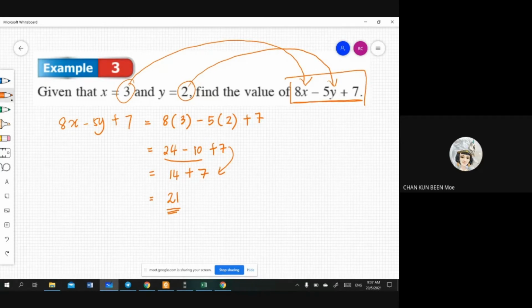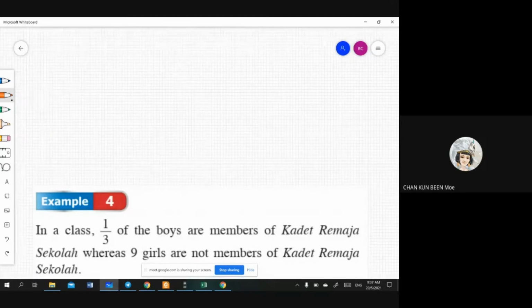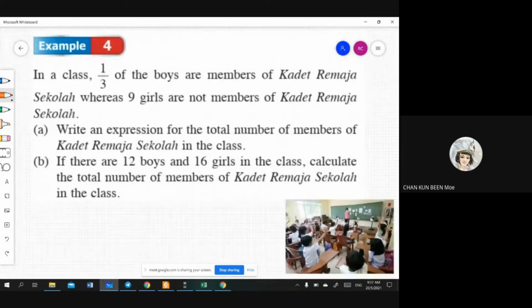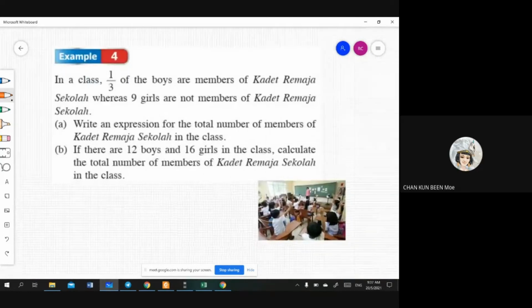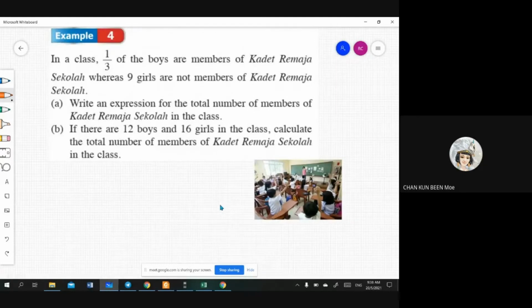Do you have any question, class? No. Okay, so we continue with the next example. The example 4 over here is in your book also. Okay, somebody read this for me. Magdalene, are you there? Yes. Okay, Magdalene, can you read out for us the example here?